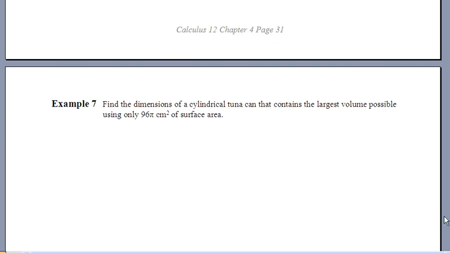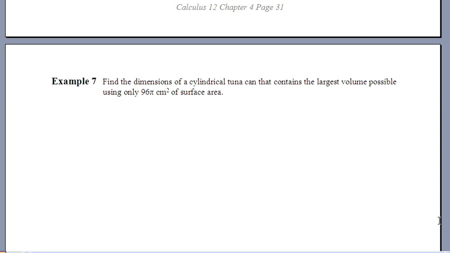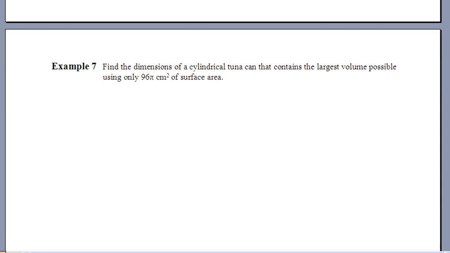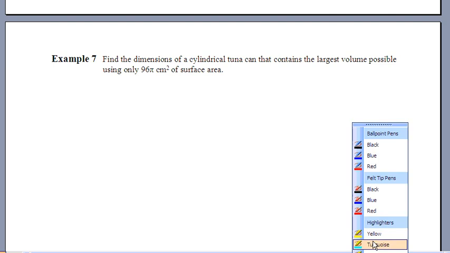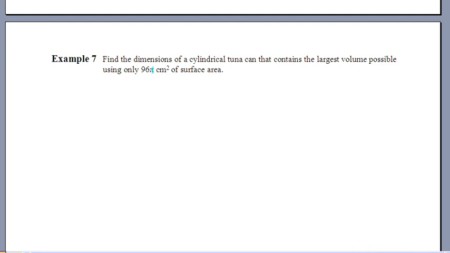It says, find the dimensions of a cylindrical tuna can that contains the largest volume possible using only 96 pi centimeters squared of surface area. Now, at first glance, I look at it and I'm like, are you serious? Like, what's this pi doing there? Well, it turns out that's actually a bit of a gift. It's actually going to make the problem work really, really well.